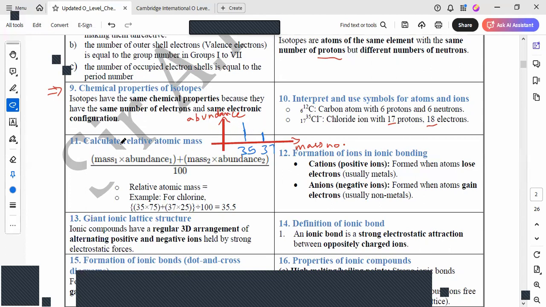Since there are only two isotopes, whatever abundance is written, you will multiply it with the mass number, which is 35, and then you will read the relative abundance of the chlorine-37 isotope and multiply the abundance with its mass. If it is in percentage, the sum of all percentages must be equal to 100, then you will divide by 100. If it is in ratio, you will add all the ratios and divide. Sometimes the ratio is mentioned in a different form, so you have to take care about it.